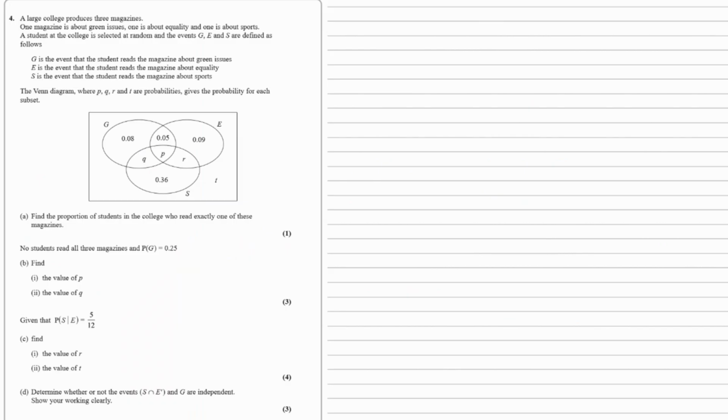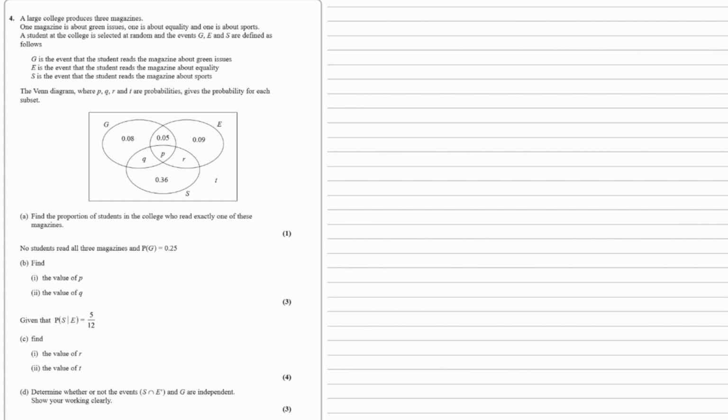Question 4. A large college produces 3 magazines. One magazine is about green issues, one is about equality, and one is about sports. A student at the college is selected at random, and the events G, E, and S are defined as follows. G is the event that the student reads the magazine about green issues. E is the event that the student reads the magazine about equality. S is the event that the student reads the magazine about sports. The Venn diagram, where P, Q, R, and T are probabilities, gives the probability for each subset.